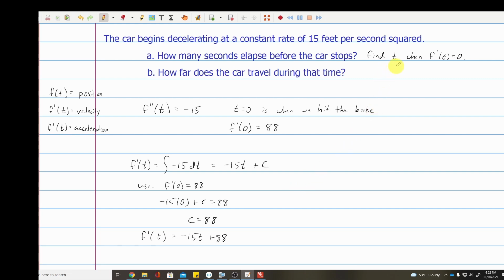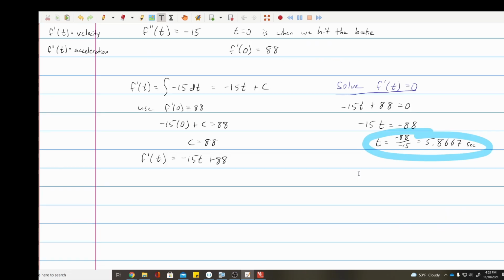Good. Now I want to find t when f prime of t is equal to 0. So negative 15t plus 88 is equal to 0. I subtract 88 on both sides, so negative 15t equals negative 88, and then divide both sides by negative 15. Since this is somewhat of an applied problem, rather than leave my answer as a fraction, I would like to have a sense for what's going on. So I'm going to write this down as a rounded decimal, and I get 5.8667 seconds, which is the answer to the first part of the problem.